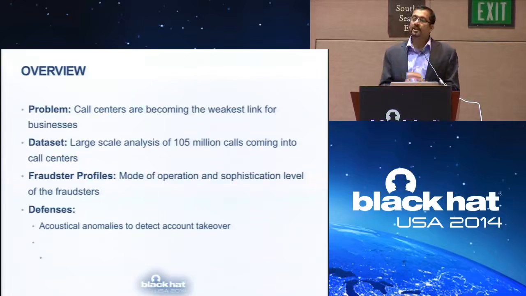So in order to investigate this problem, we looked at data from these call centers. We looked at about 105 million calls coming into call centers that belong to financial institutions, telcos, retails, utility companies, and even state benefit programs. We're going to show you exactly what the profile of these fraudsters is, what their mode of operation is, how sophisticated they are, and it's going to be quite a surprise, the levels of sophistication that they have.